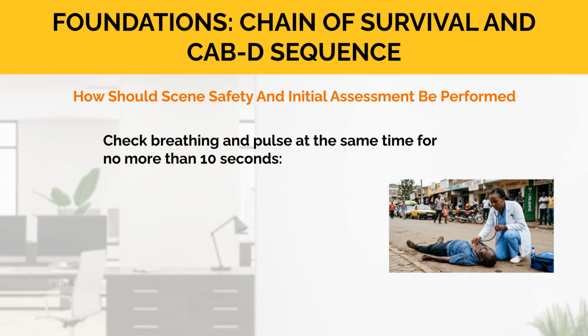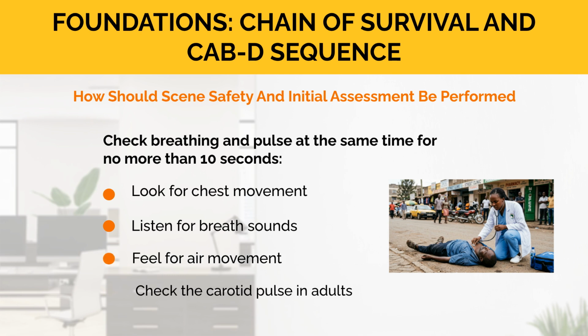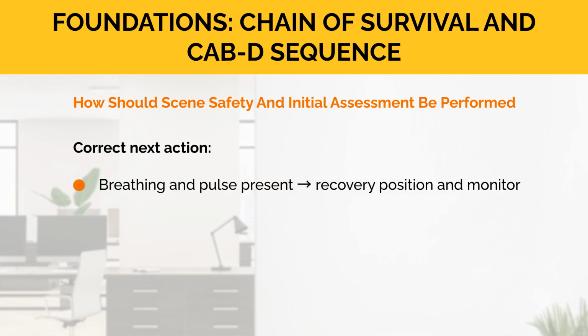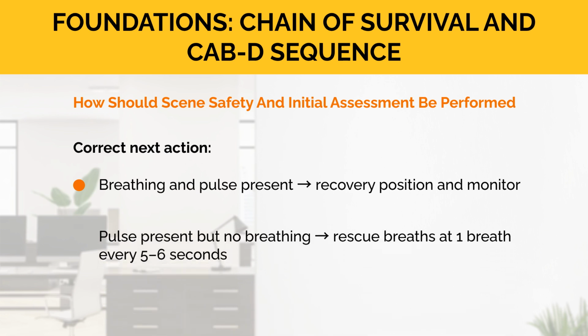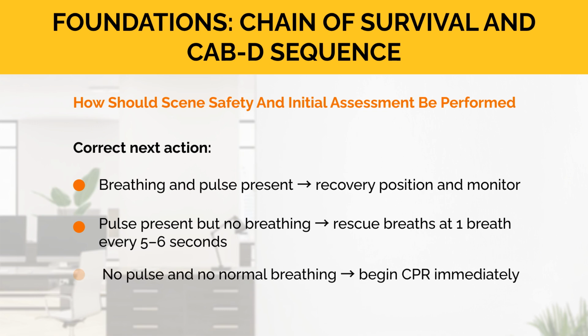Check breathing and pulse at the same time for no more than 10 seconds. Look for chest movement. Listen for breath sounds. Feel for air movement. Check the carotid pulse in adults. Correct next action. When breathing and pulse is present, place in recovery position and monitor. When pulse is present but no breathing, give rescue breaths at 1 breath every 5 to 6 seconds. When there is no pulse and no normal breathing, begin CPR immediately.